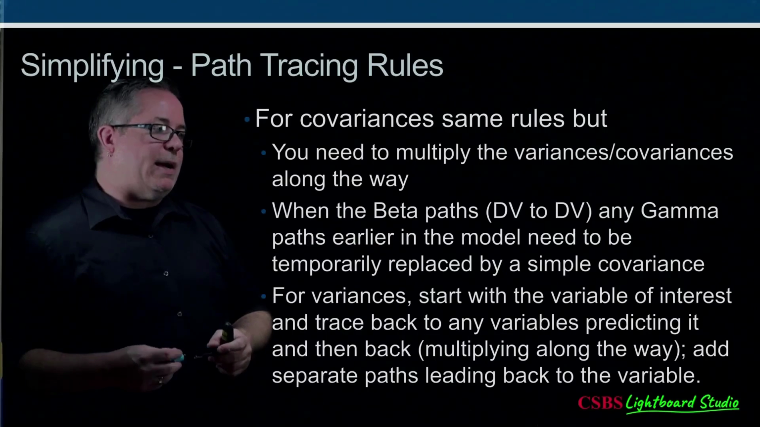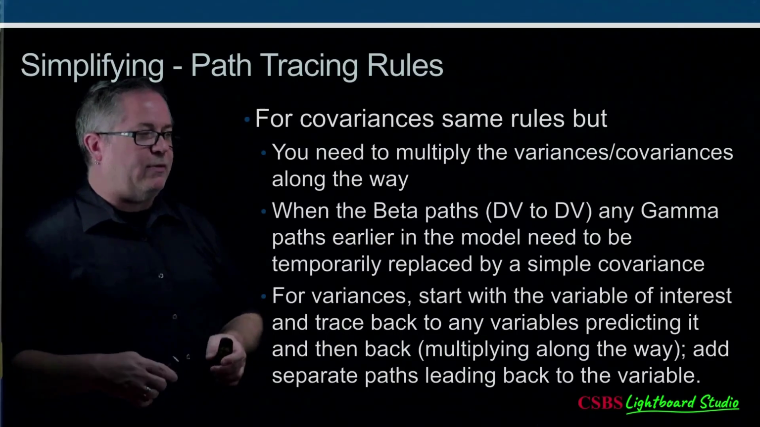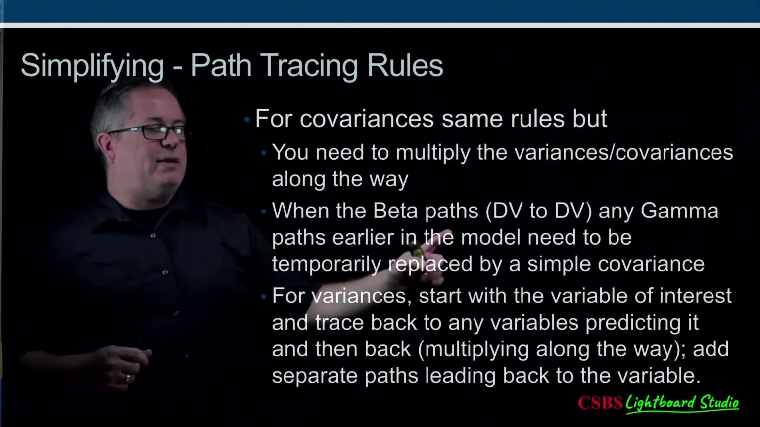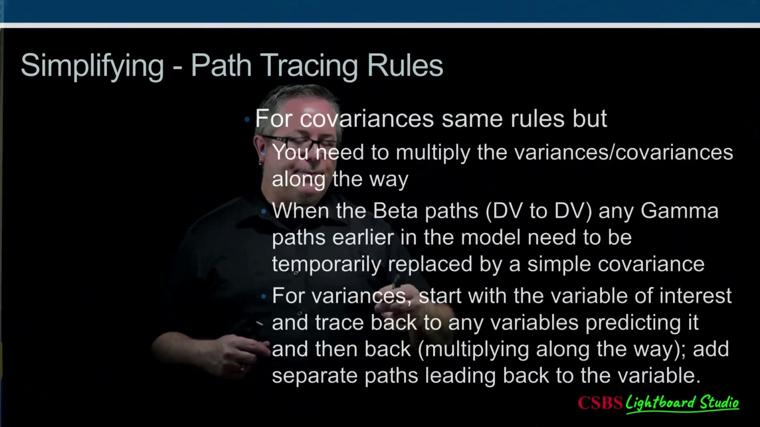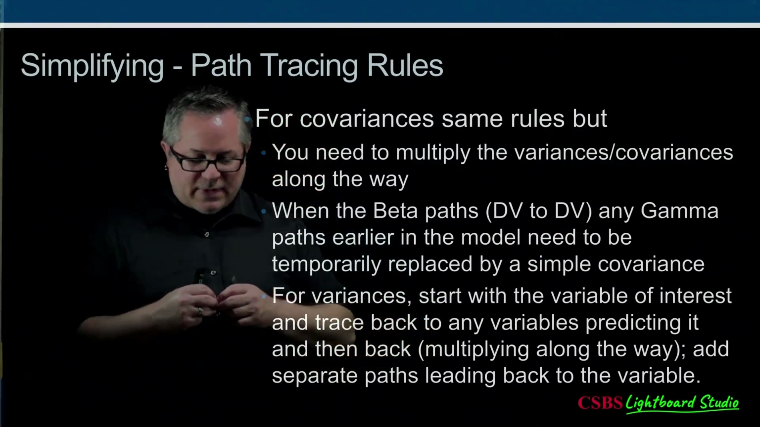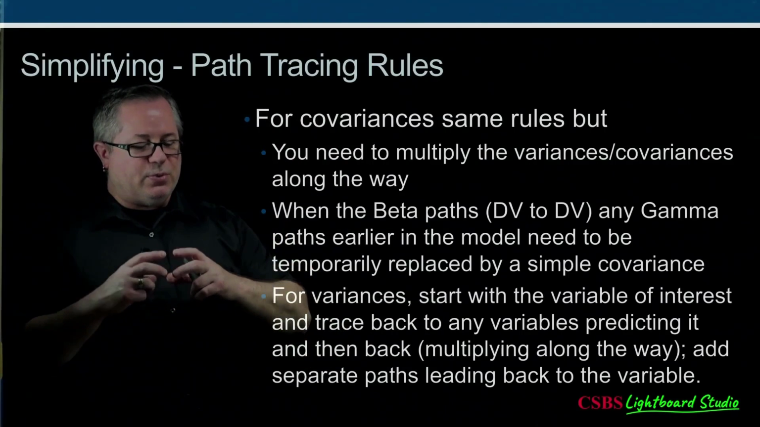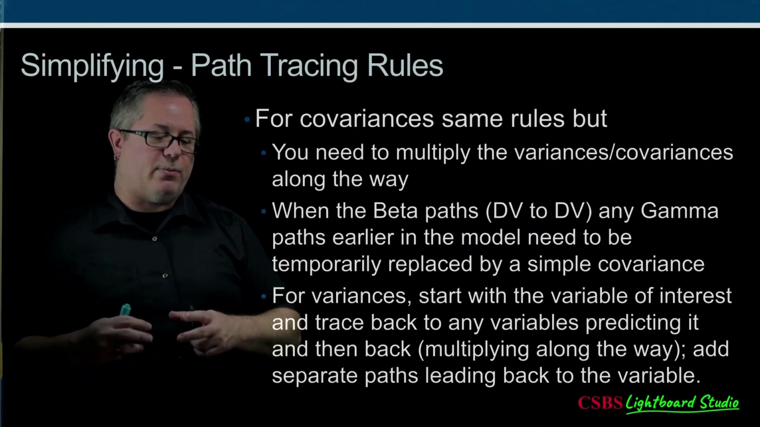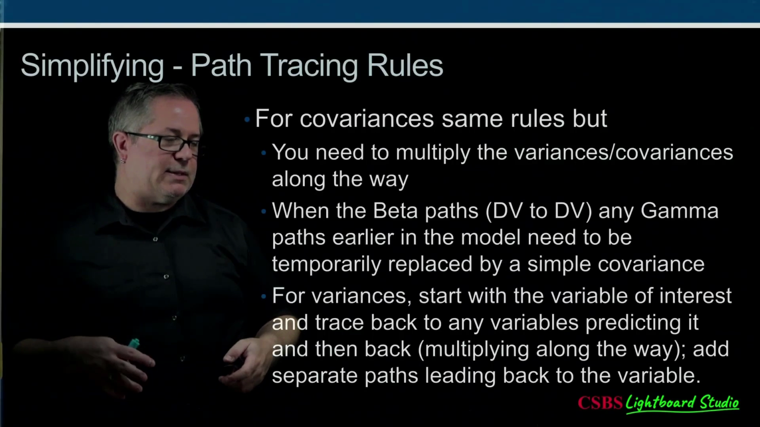When the beta paths, DV to DV, any gamma paths earlier in the model need to be temporarily replaced by a simple covariance. If I'm trying to connect a DV to a DV, the DV predicting another DV, the one that has an arrow going out of it, when you're tracing backwards, you're going to use the entire variance of that variable instead of just the error variance or something like that. So we'll talk about that in a second too.